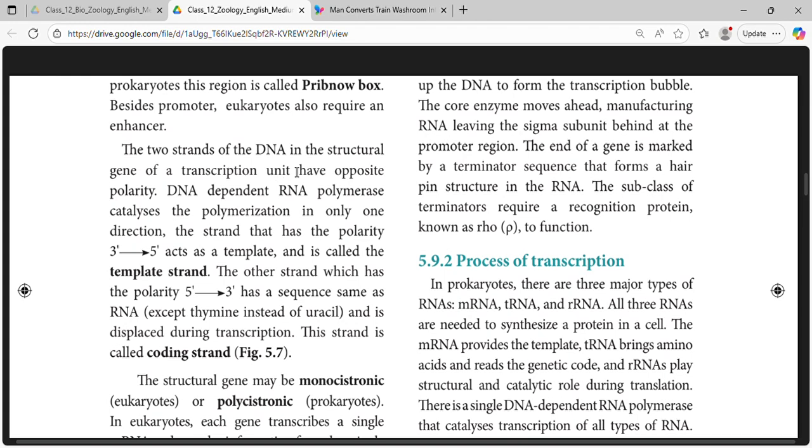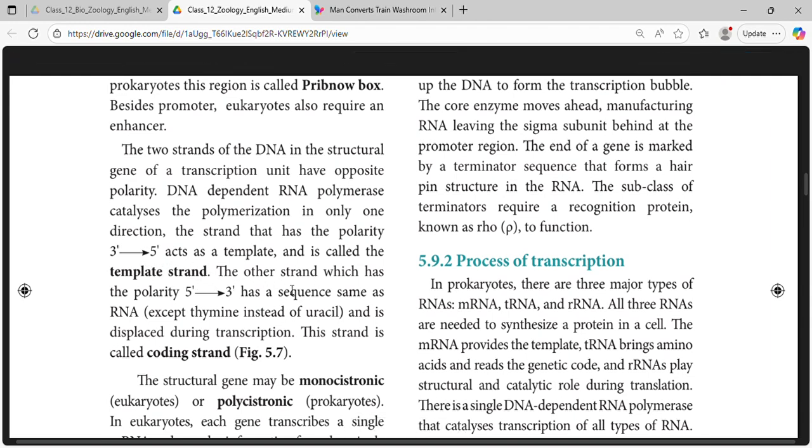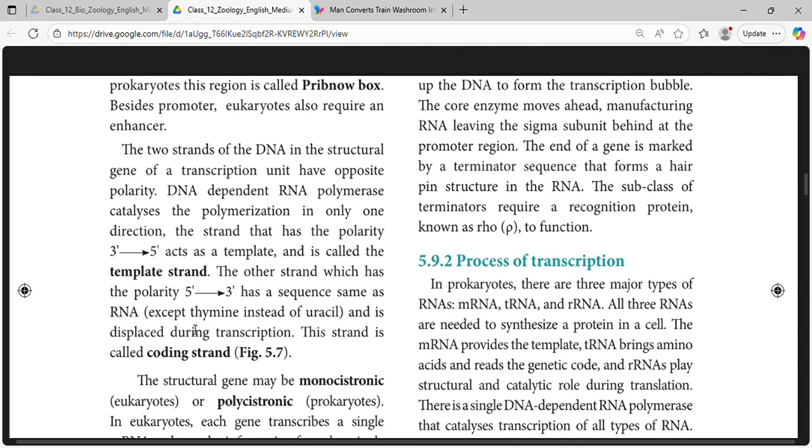The two strands of the DNA in the structural gene of a transcription unit have opposite polarity. DNA-dependent RNA polymerase catalyzes the polymerization in only one direction. The strand that has polarity 3' to 5' acts as a template and is called the template strand. The other strand, which has the polarity 5' to 3', has a sequence the same as RNA except thymine instead of uracil, and is displaced during transcription. This strand is known as the coding strand.